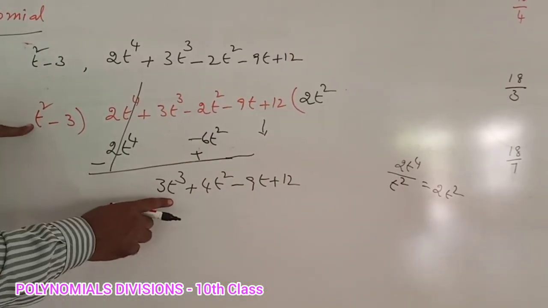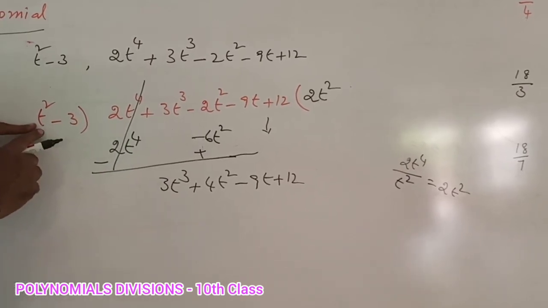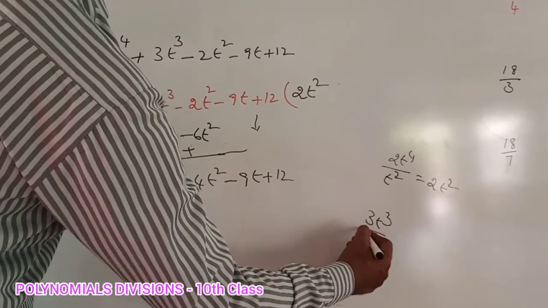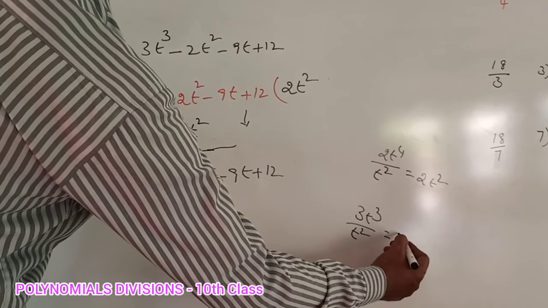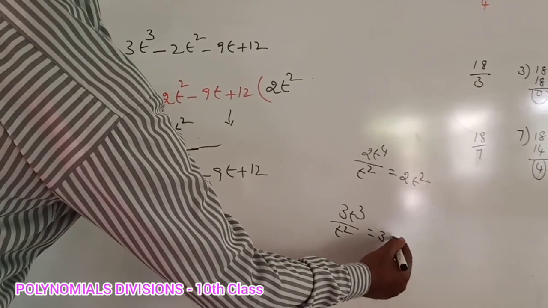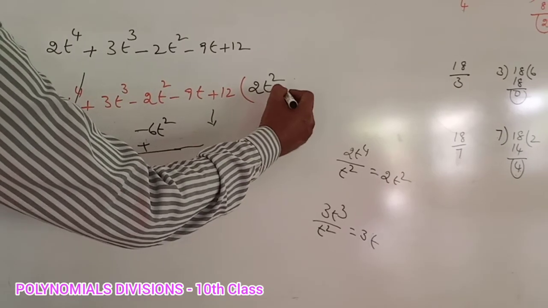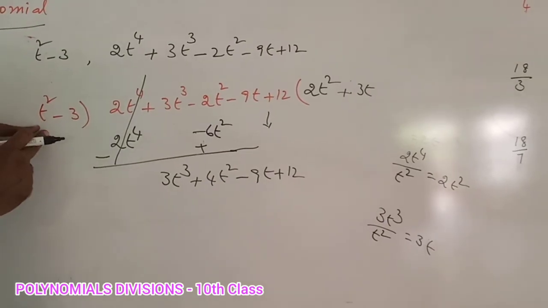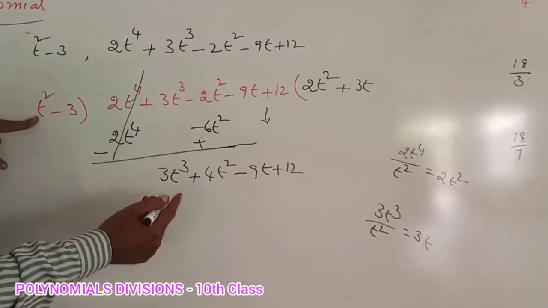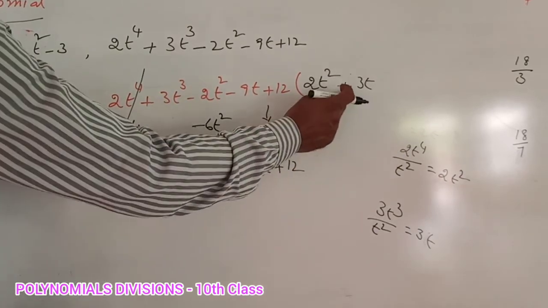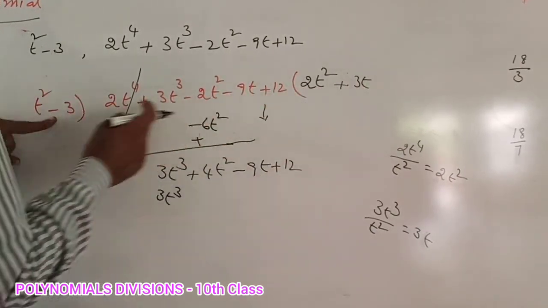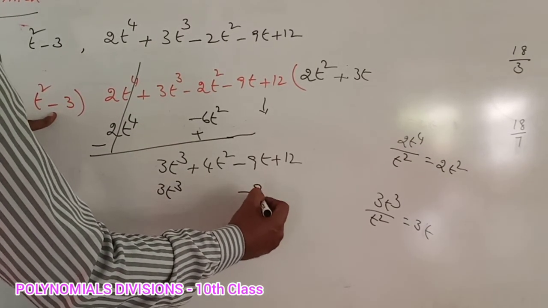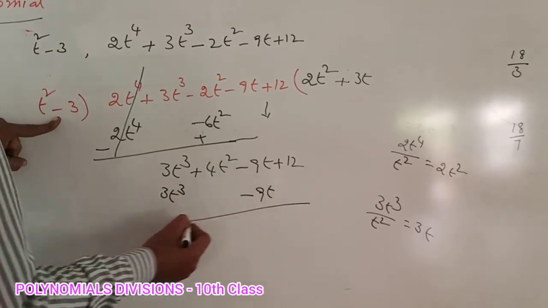Here t square, and t cube: which number multiplied by t square gives 3t cube? 3t cube by t square is 3t. The symbol is also very important: plus 3t. 3t into t square is 3t cube; plus into minus, 3t into 3 is 9t, so minus 9t. The t term is brought down here.